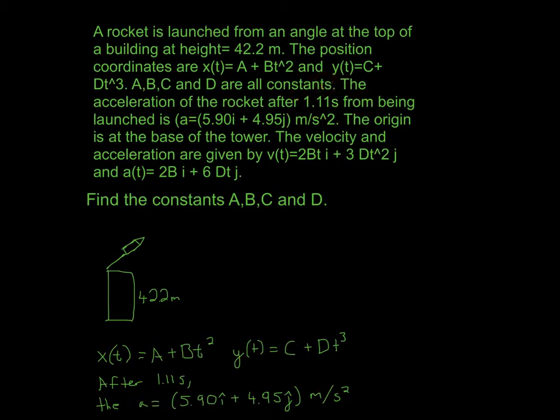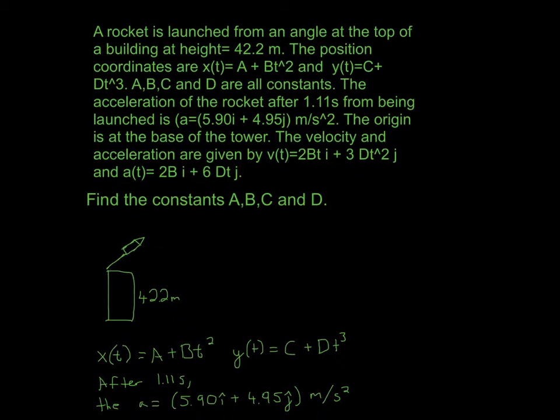Here they give us a specific acceleration after 1.1 seconds. The i and j just mean the x direction and the y direction. That's how they write it in physics, usually i hat and j hat. All that means is i is the x direction, j is the y direction. At 1.1 seconds, the acceleration is 5.9 meters per second squared in the x direction and 4.95 meters per second squared in the y direction.